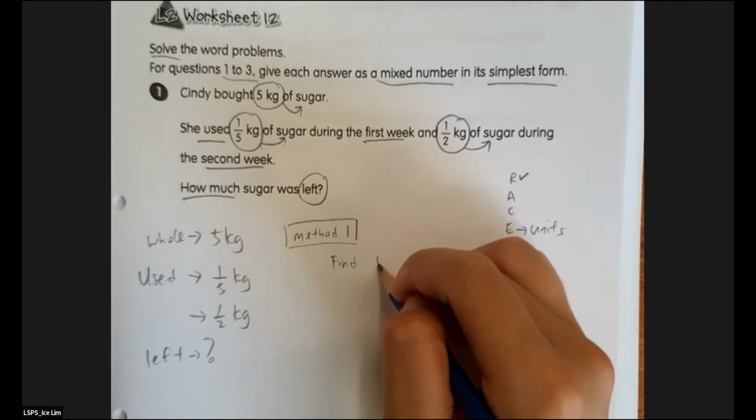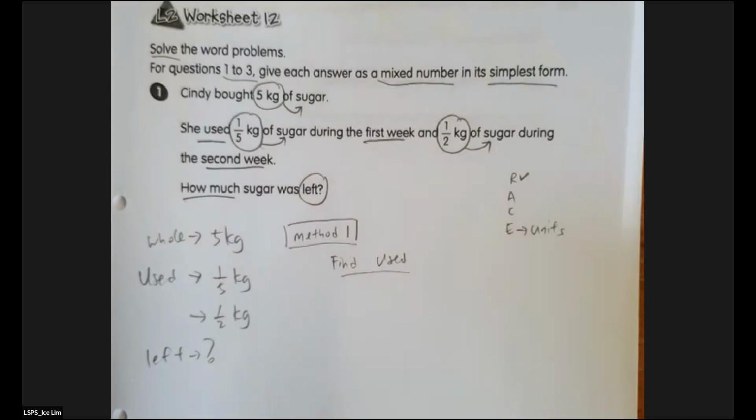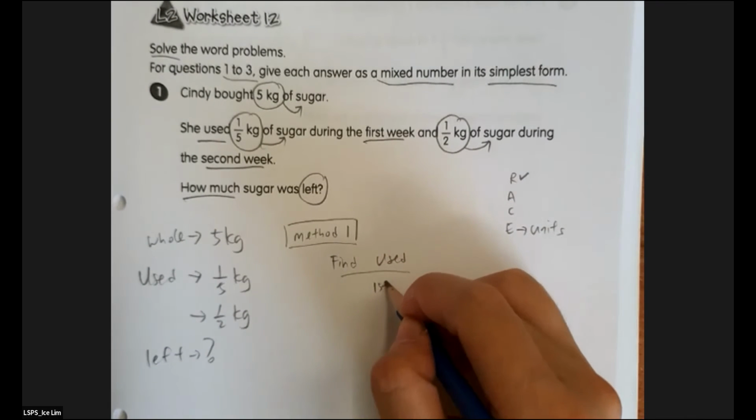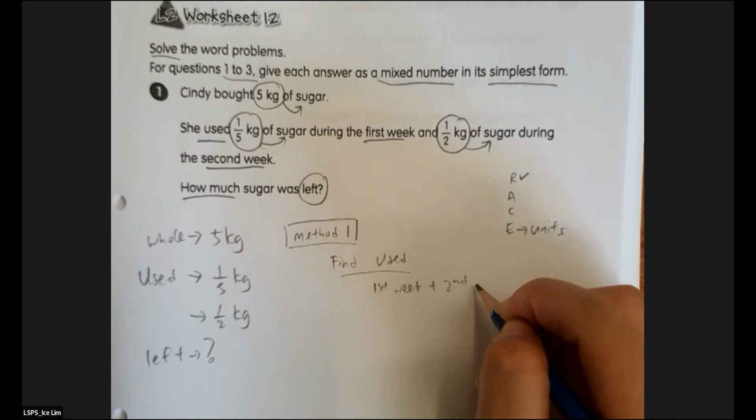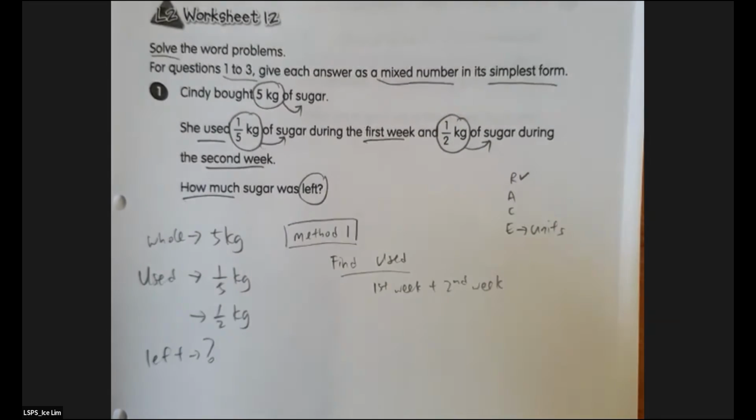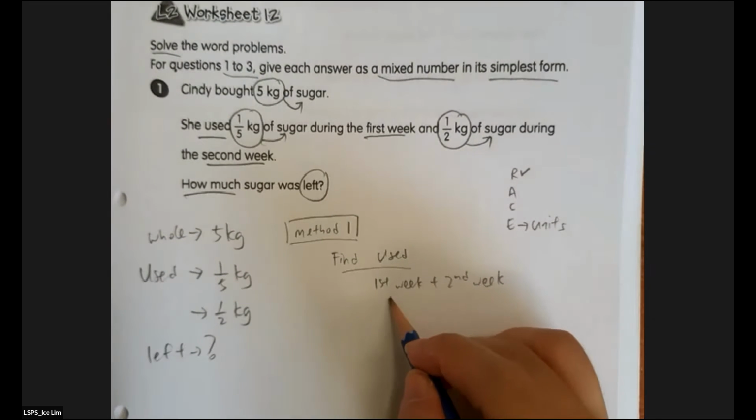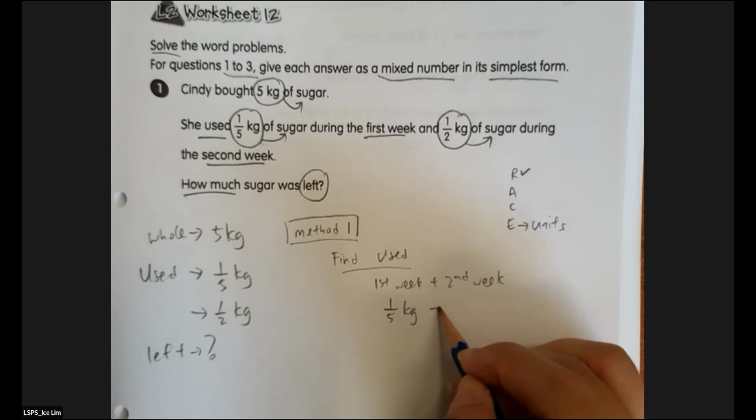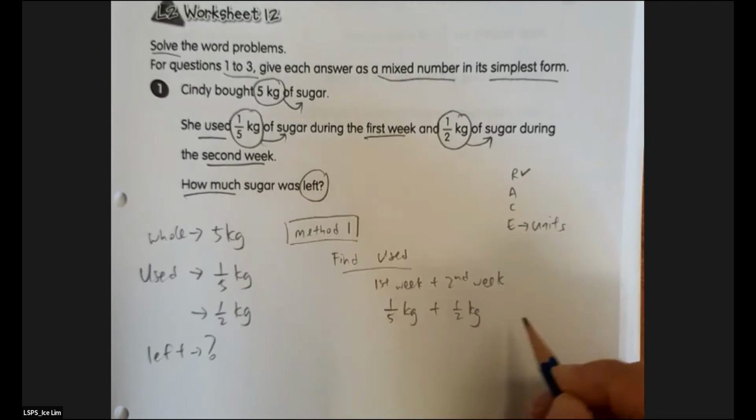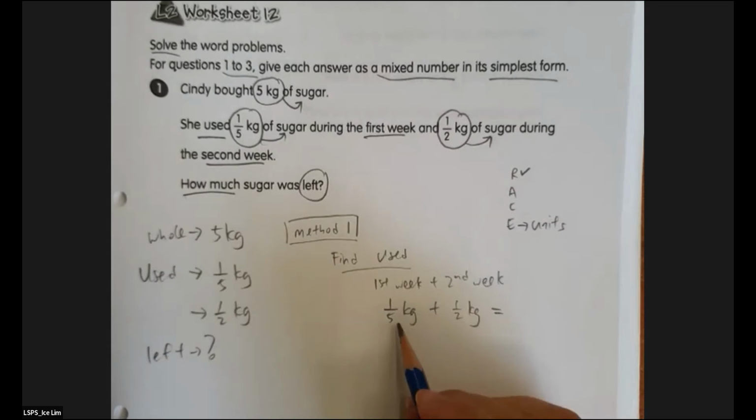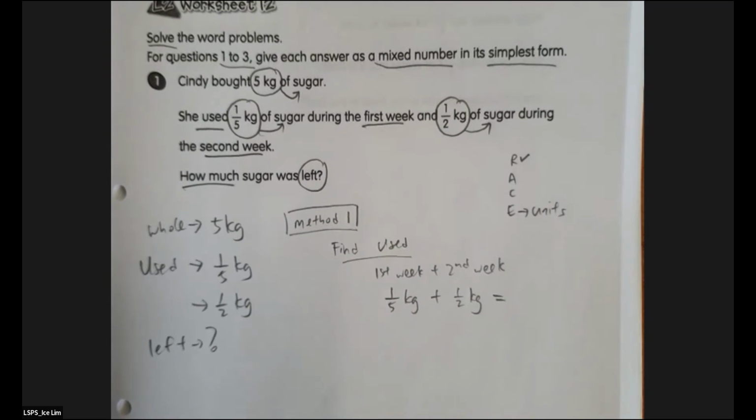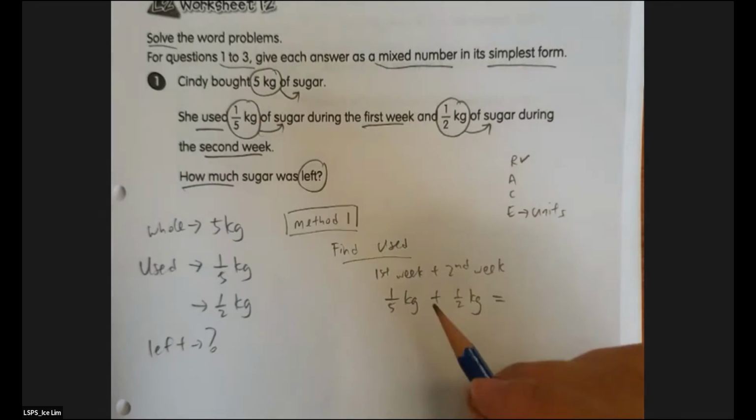Find used. So first week plus second week is all that's used. 1/5 of a kilogram plus 1/2 of a kilogram will be, I have to change to a common denominator. What will you suggest?